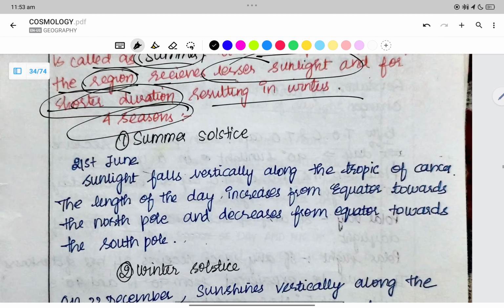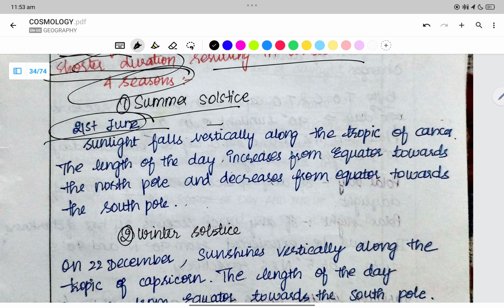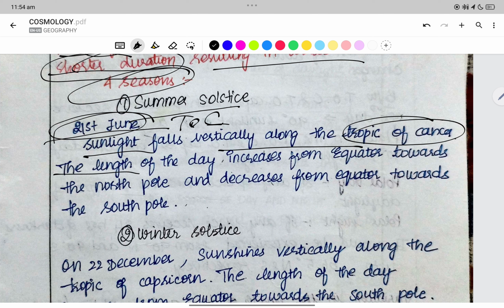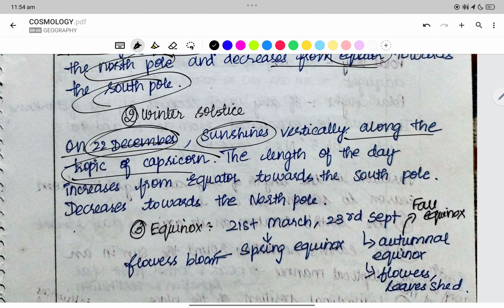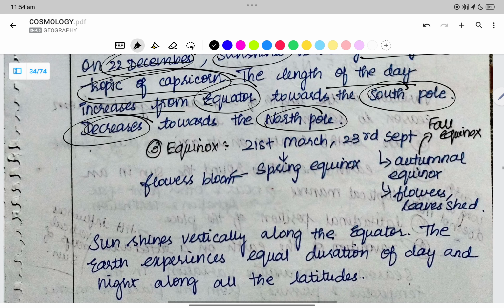There are 4 seasons. Summer solstice is 21st June. The summer solstice occurs at the Tropic of Cancer. Sunlight falls vertically at the Tropic of Cancer. The length of the day increases from the equator towards the North Pole and decreases from the equator towards the South Pole. Winter solstice is 22nd December. The sun shines vertically along the Tropic of Capricorn. The length of the day increases from the equator towards the South Pole and decreases from the equator towards the North Pole. Equinox is 21st March and 23rd September.